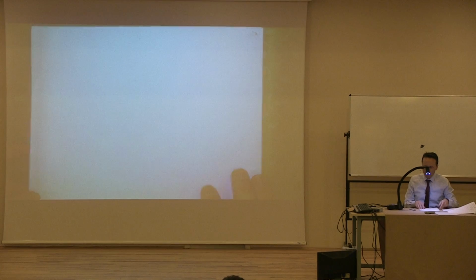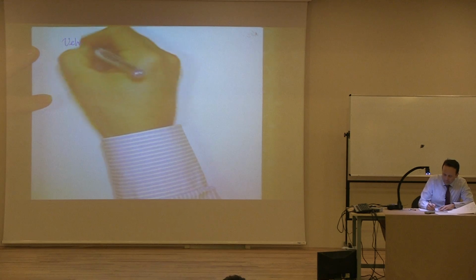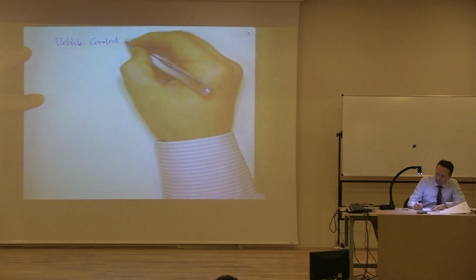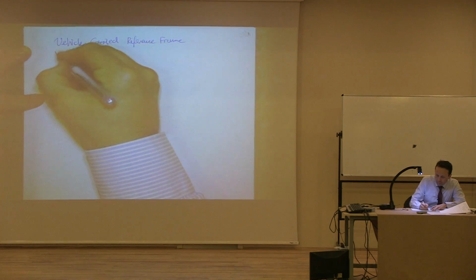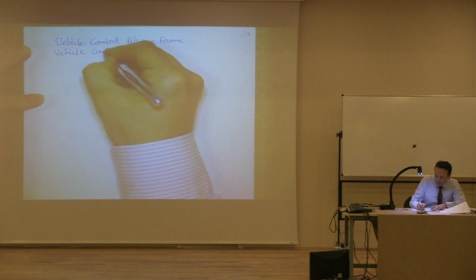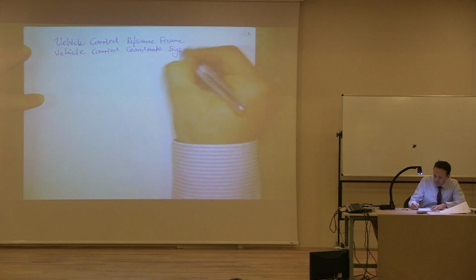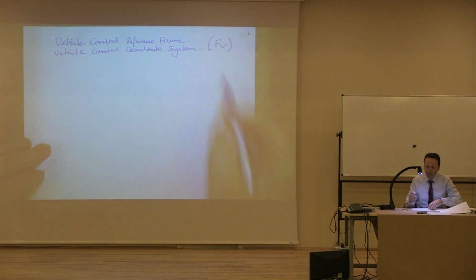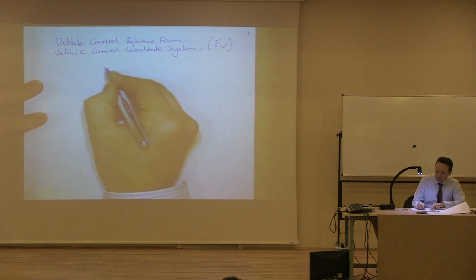coordinate system that I want to talk about is what we call the vehicle carried coordinate system, or vehicle carried reference frame. And in this class we shall call it with an FV, V standing for vehicle carried coordinate system. Now this coordinate system is quite similar to the body fixed coordinate system, except there is one subtle difference.